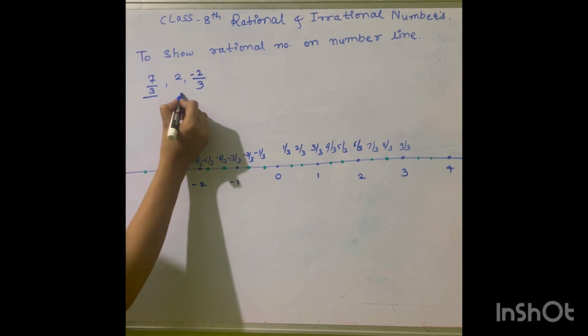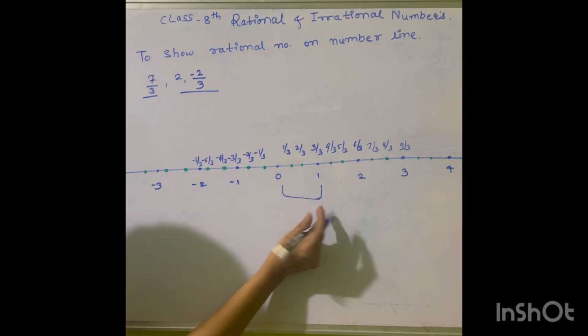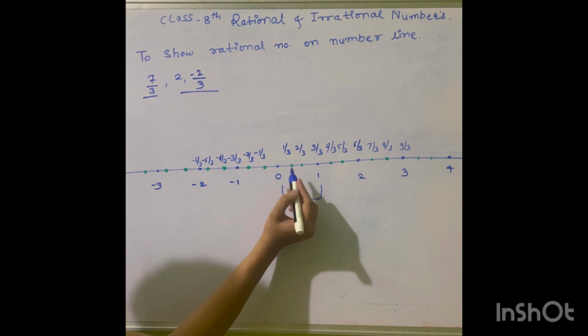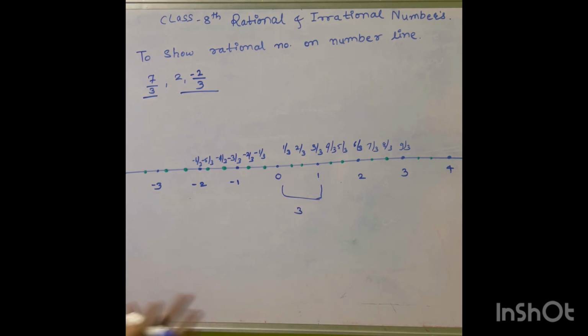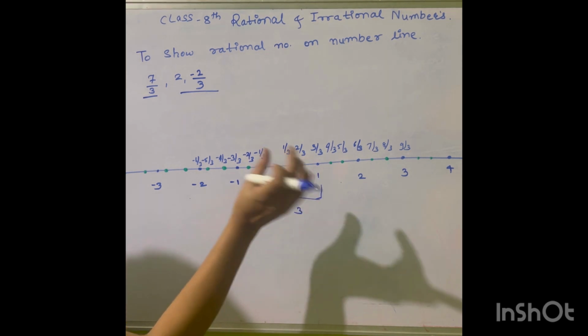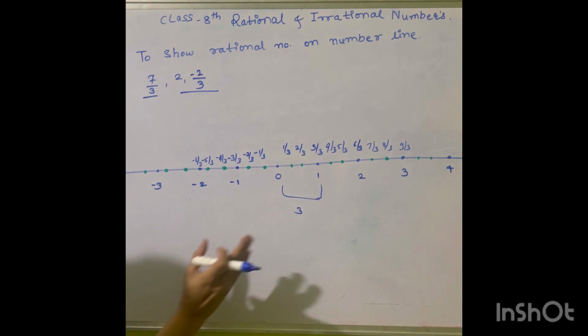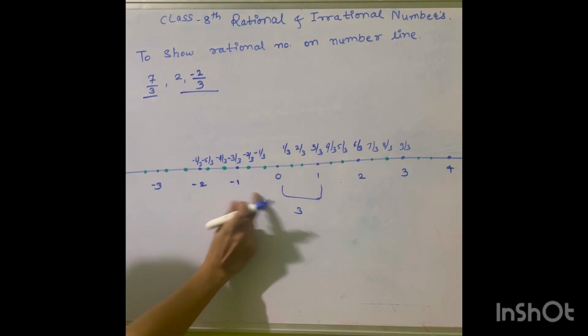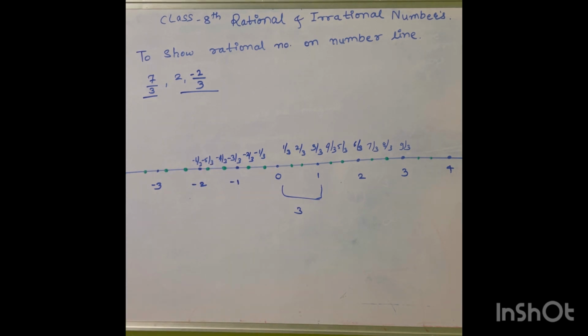As these denominators are 3, we have to divide the 1 unit from 0 to 1 into 3 parts. So I have put the first, second and third, 1, 2, 3. These are the 3 parts. As well as 1 to 2, 3 parts, 2 to 3, 3 parts, 3 to 4, 3 parts, and from the left hand side 0 to -1, 3 parts, and -1 to -2, 3 parts, and it continues. We have to divide in 3 parts according to the denominator. As the denominator is 3, we divide it into 3 parts.